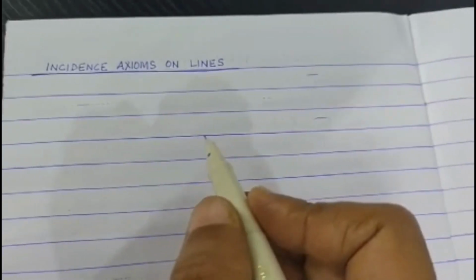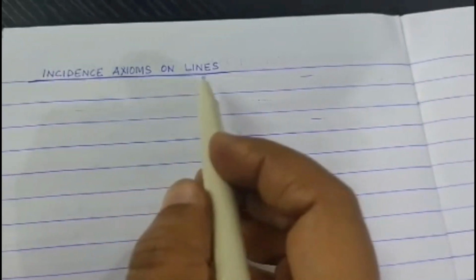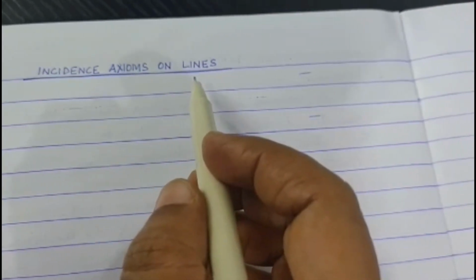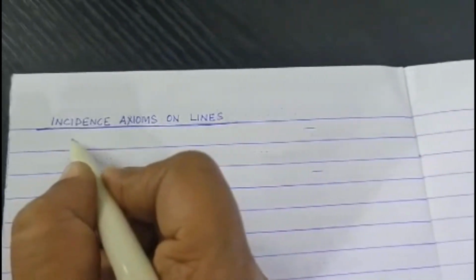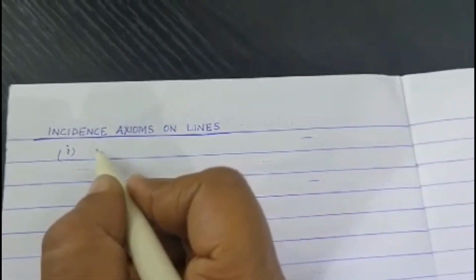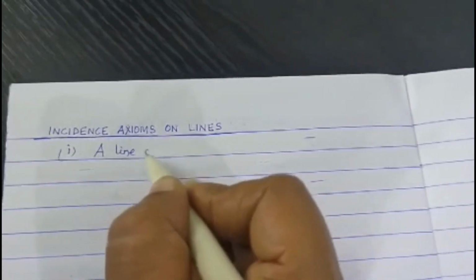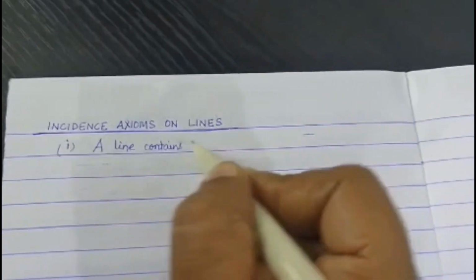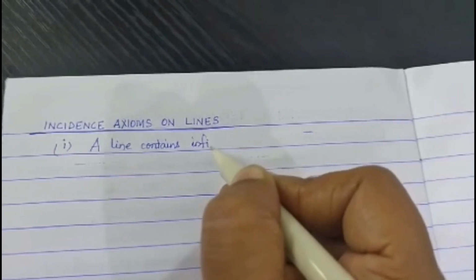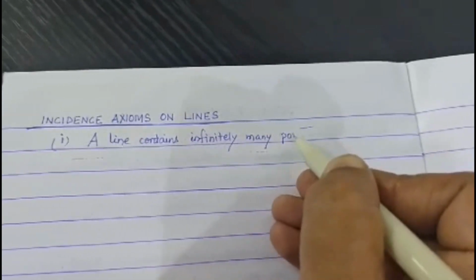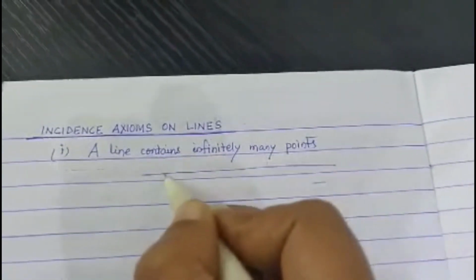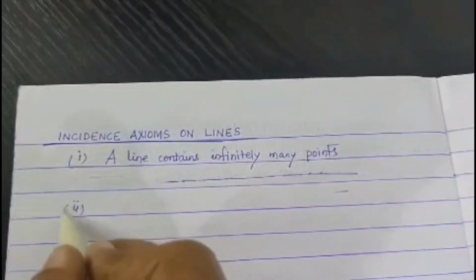Now let us understand some more terms, and out of those one is incidence axioms on lines. Means we are going to see incidence axioms based on lines and points. The first one is: a line contains infinitely many points. All of you may be knowing this. Suppose this is a line. It has so many points, infinitely many points. So this is what is written in this incidence axiom.